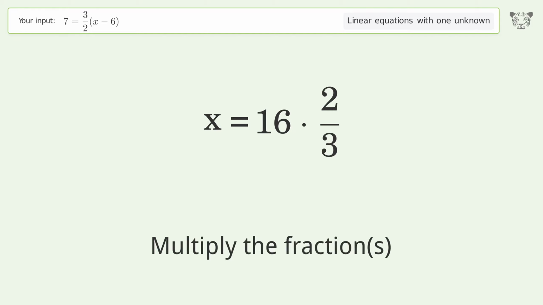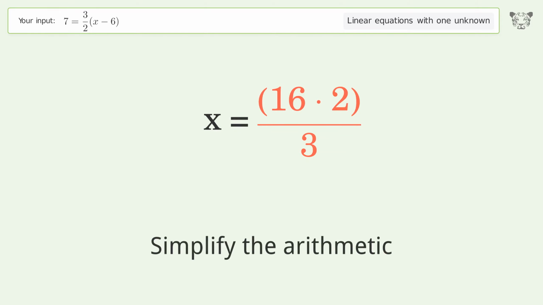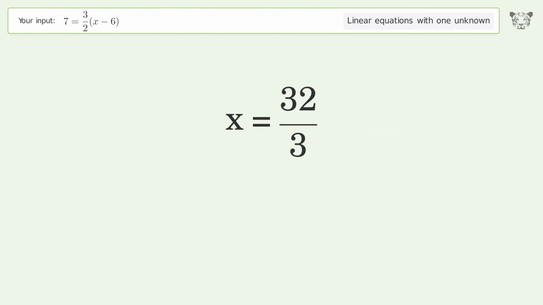Multiply the fractions. Simplify the arithmetic. And so the final result is x equals 32/3.